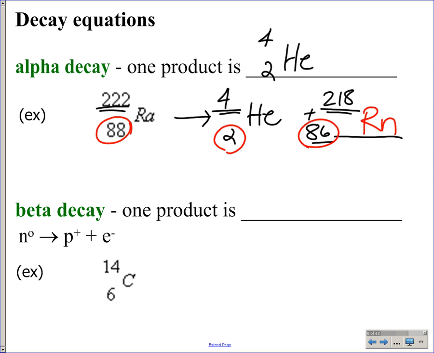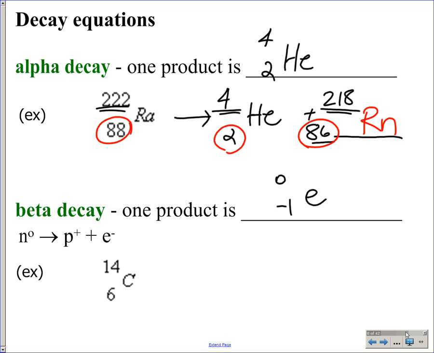Second, we've got beta decay. So if it's beta decay, you have to know what's being produced. Beta particles are pretty much just an electron, but you've got that -1 down there. So one of the products is going to be that electron. So this is a little bit different. This is a little bit unusual.